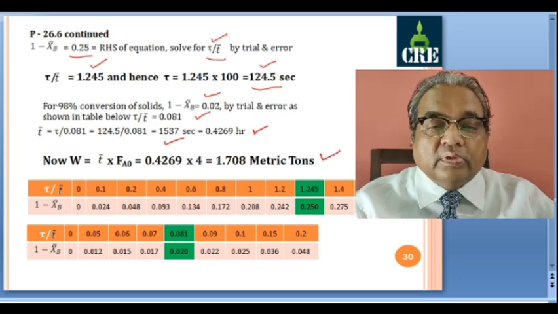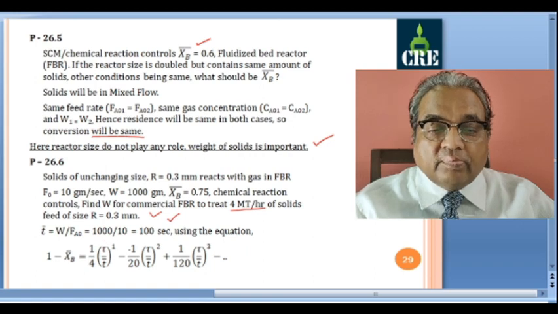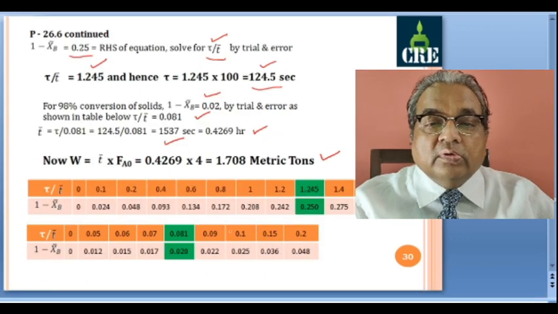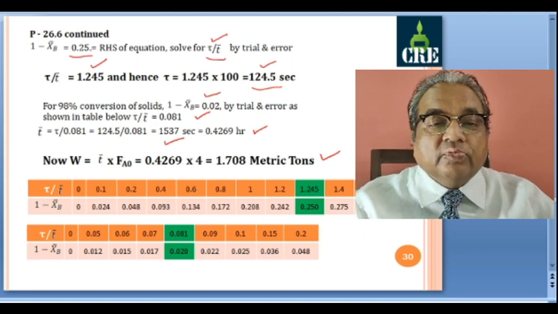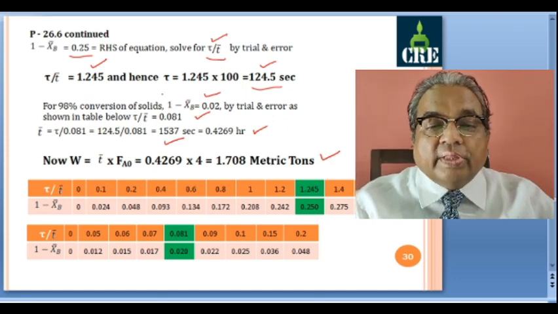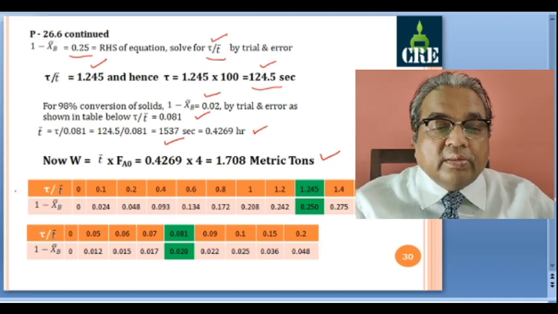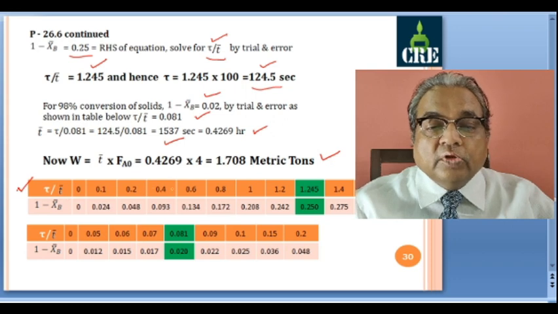So using the expression 1 minus X_B bar equal to 1 by 4 tau by T bar, minus 1 by 20 tau by T bar square, plus 1 by 120 tau by T bar cube, you have to do this calculation twice. First for 1 minus X_B bar equal to 0.25, that is the experimental reactor, and then for 98% conversion in the commercial fluidized bed reactor, where 1 minus X_B bar is 0.02. For both values we have to calculate tau by T bar by trial and error. Here I have shown this table just to show the trial and error calculations. You can do it directly also.